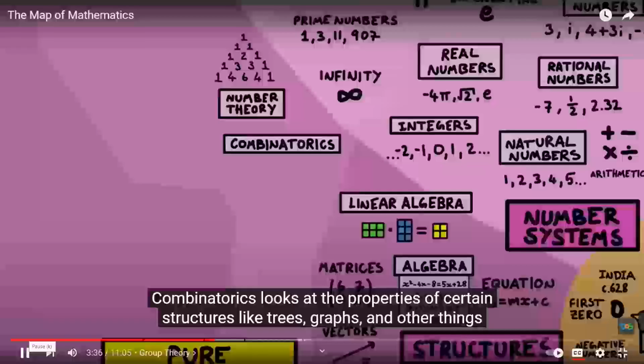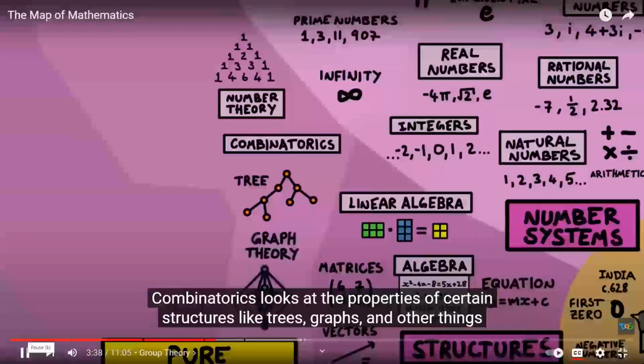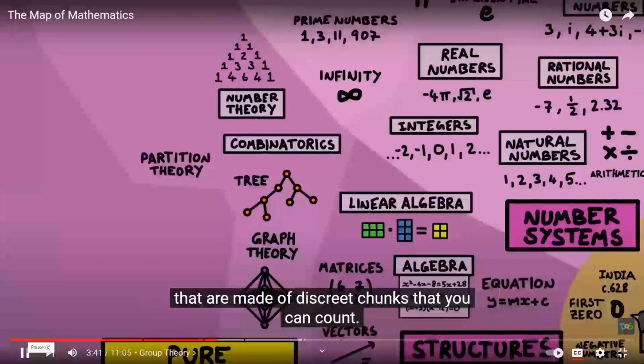Combinatorics looks at the properties of certain structures like trees, graphs, and other things that are made of discrete chunks that you can count.